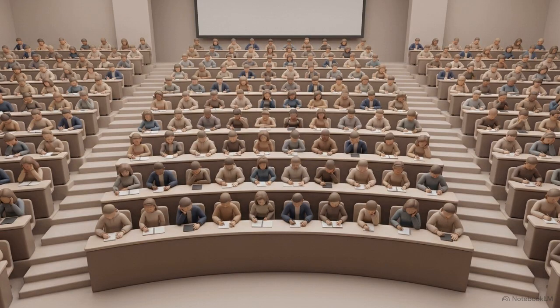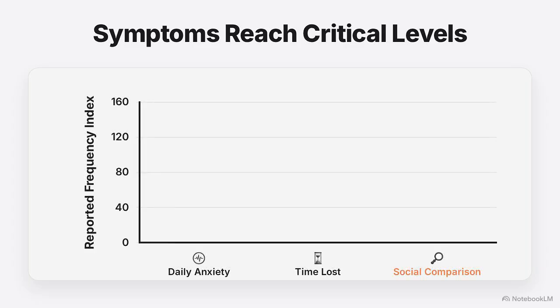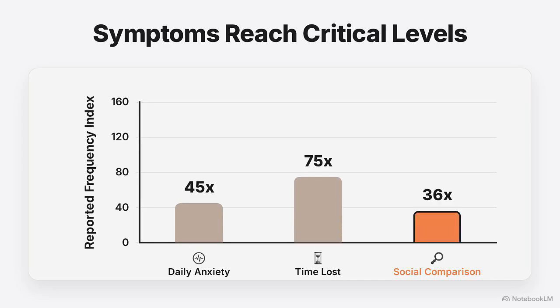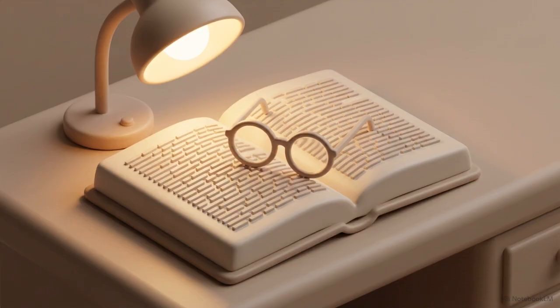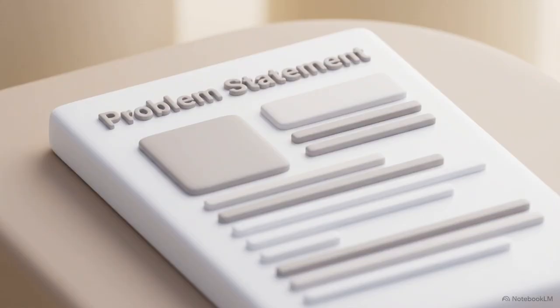When we measure the actual outcomes on university campuses right now, we see severe spikes in daily anxiety, hours lost to mindless scrolling, and a relentless cycle of social comparison. This tension between expectation and reality provides the actual breeding ground for academic research. In academia, we define this tension as a problem statement. It is a precise, formal explanation of an issue that requires deliberate investigation.